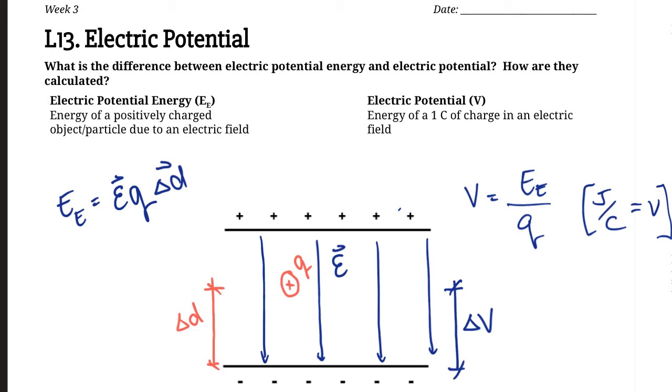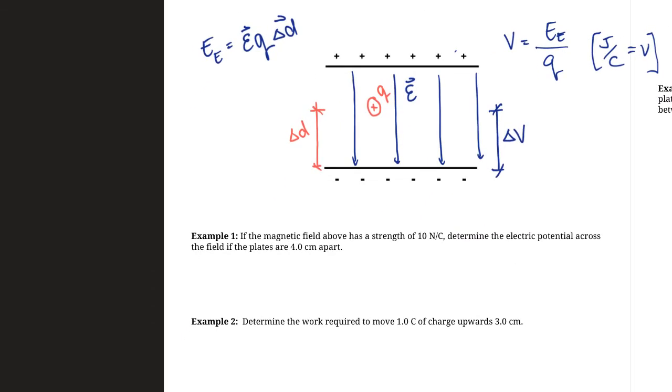So the nice thing about electric potential is that it doesn't matter how much charge you're dealing with. It just refers to, at a specific point in that field, how much electric potential energy 1 coulomb of charge would have. Okay, so it's sort of like a standard way of looking at the strength of a field throughout a field. All right, so let's do some calculations here.